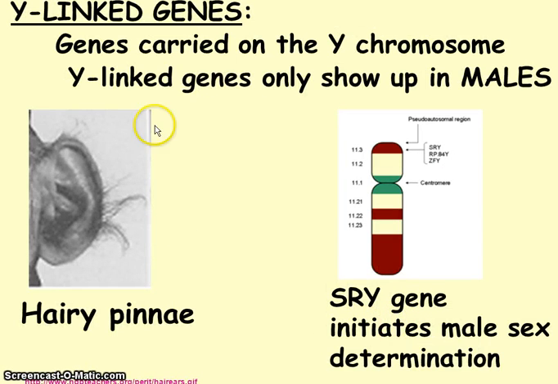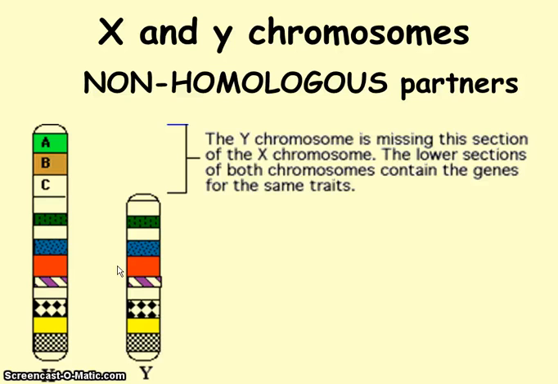There are a few Y-linked, and we talked about the SRY in our case study. That shows up on the male Y chromosome, so obviously only males could get this. X and Y are also not homologous partners because there's a size difference. The X is much bigger, and so they don't usually cross over.